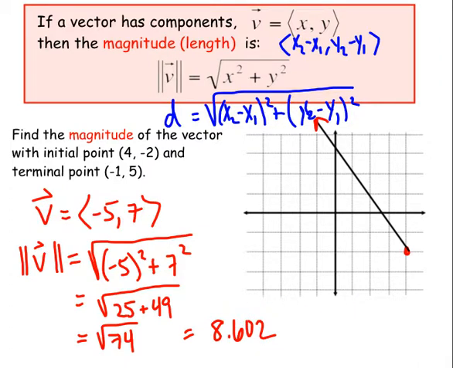Okay, so a vector has both a direction, where you're going, and then a magnitude, which is how far. It's a distance, it's a length.